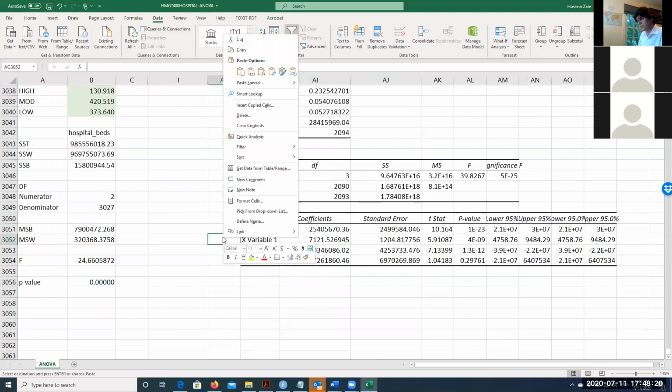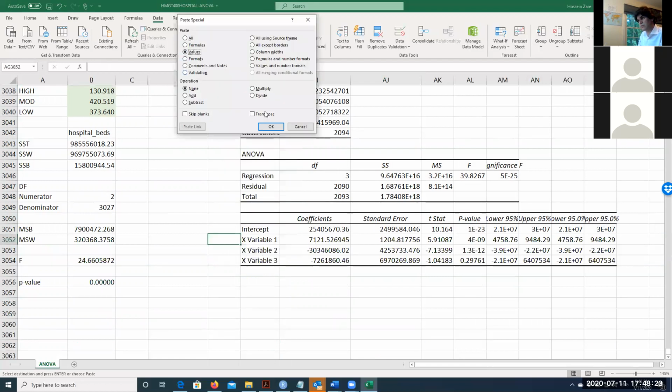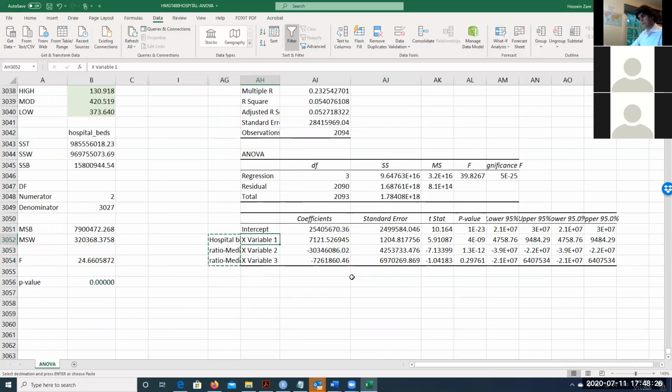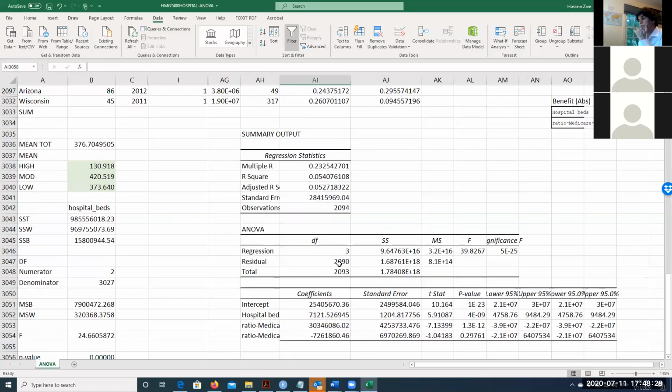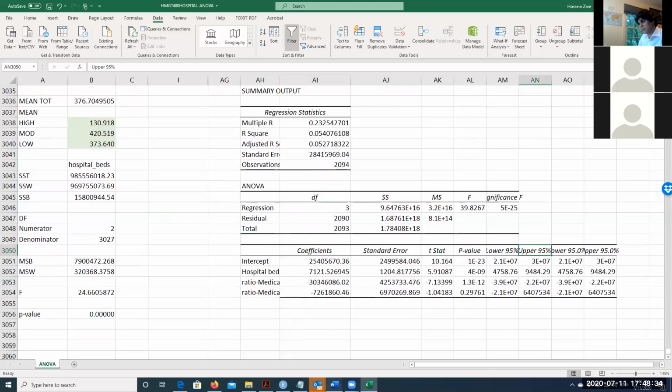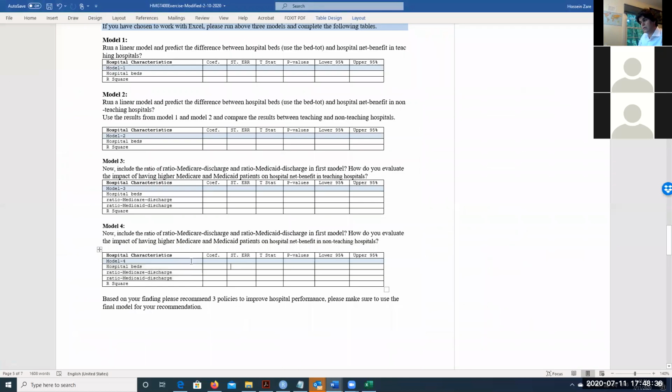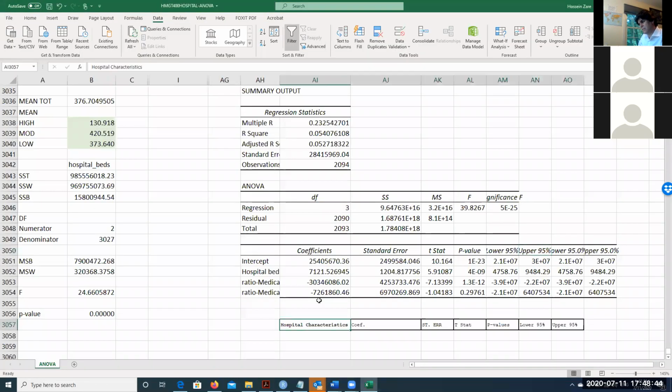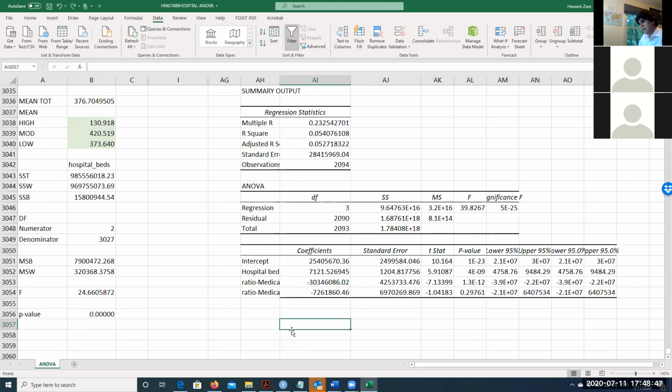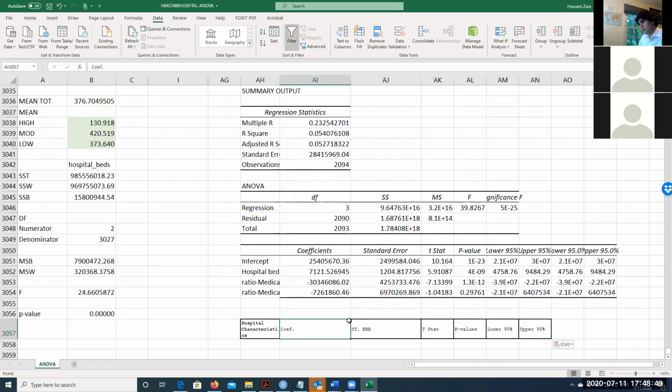You can copy from here. It's the special volume transcript. This is everything the question asks you, right? The questions: coefficient, standard deviation. You should report everything on this. You have this one, right? Coefficient, standard error, t-test, p-value, lower, upper. So we should report this for hospital beds. This is the first one, the intercept.